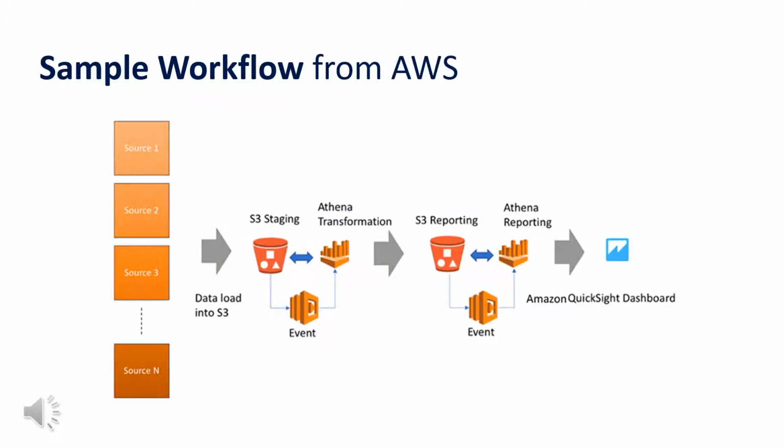So this is just a sample workflow that I got from the AWS website that demonstrates how S3 and Athena work in tandem. You load your data into S3. From there, you transform it in Athena, you report in S3, and then again in Athena, and then you can take it back out to an Amazon QuickSight dashboard. As I mentioned before, Tableau is another program that has a connection to Athena, so if you wanted to visualize there, you could as well. But that's basically an example of what a workflow might look like with Athena.